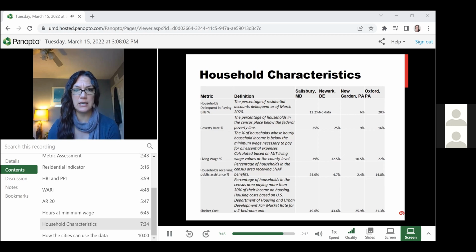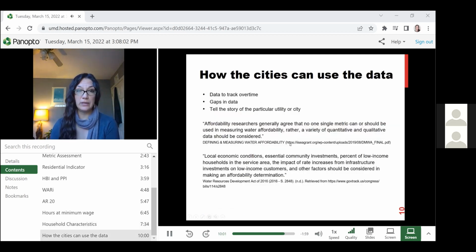So you have that diversity in the idea that you have students, but in Salisbury, you might also have a higher population of poverty. And shelter cost is the last metric, again gauging these things that are needed for households to live. How do all of these different utility fees stack up against costs of living and essential costs?